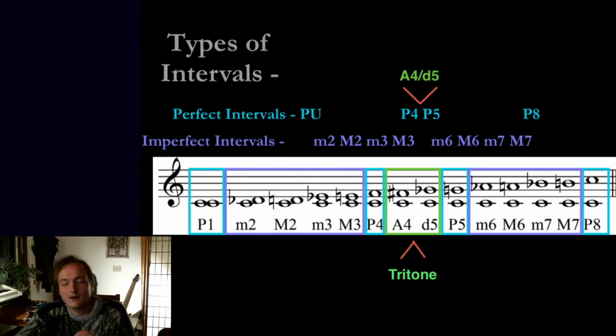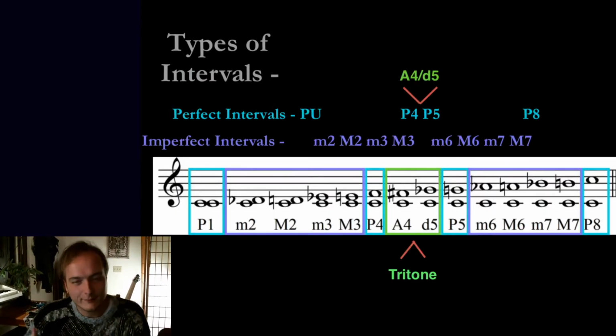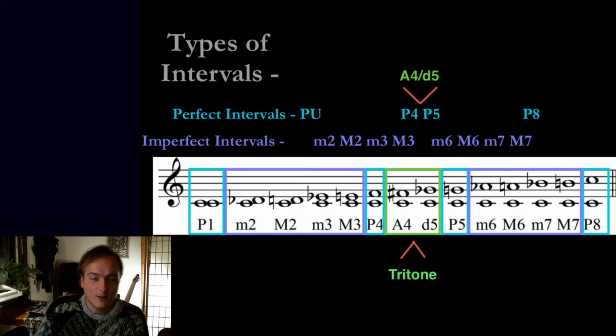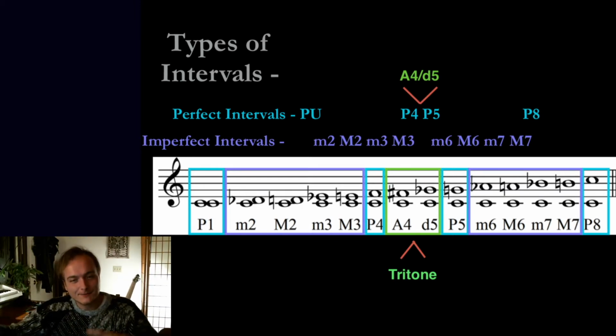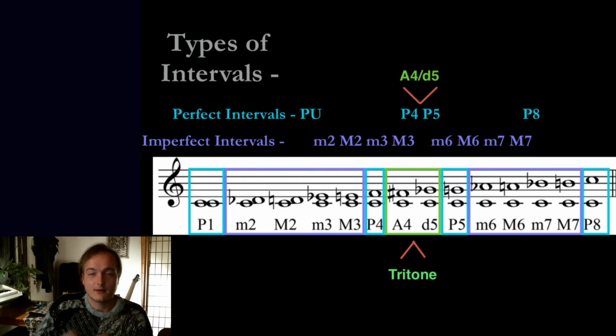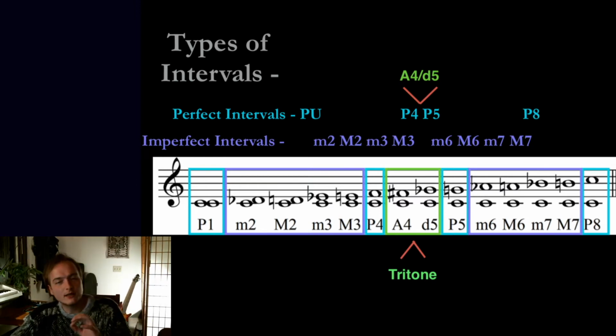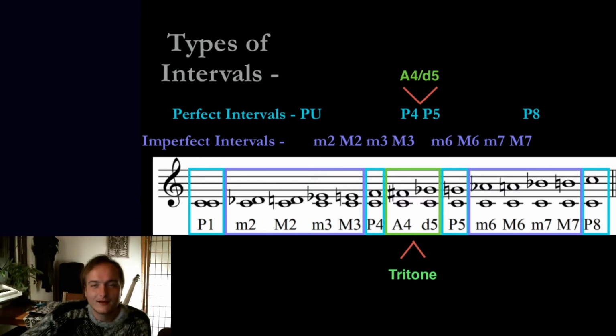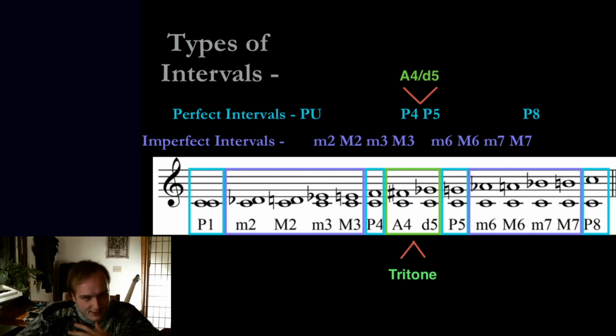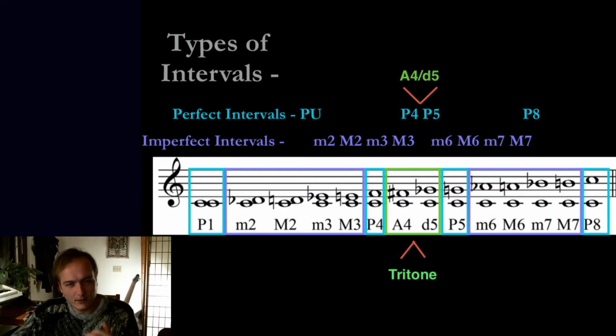I want to get to another kind of way of classifying intervals. We've seen size and quality and how they're used to measure the distances between these notes. 1, 2, 3, 4, 5, those are the sizes. Perfect, minor, and major, augmented and diminished, those are the qualities. But there's more to intervals than just that. And this is getting a little bit fuzzier, but I think it's really important to know about.